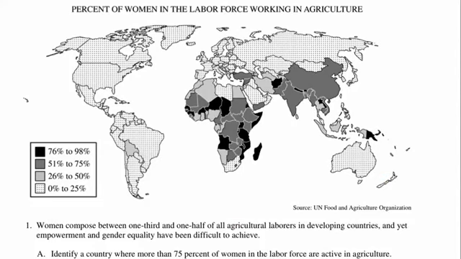So for this question, I just showed part A. It just says to identify a country where more than 75% of women in the labor force are active in agriculture. So for this question, we just have to look at the map legend at the bottom left hand side of the image. We can see that the black square represents areas where 76% to 98% of the women in that area are involved in agriculture. So all we have to do to earn a point on this question is literally just identify a country shaded in black on the map.